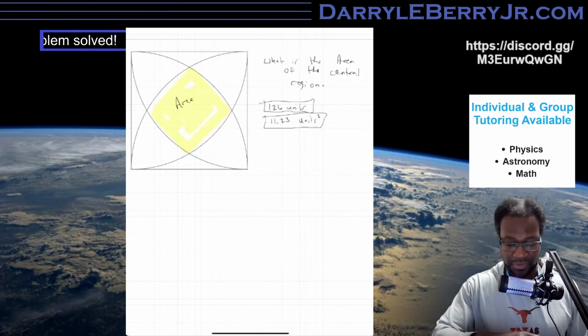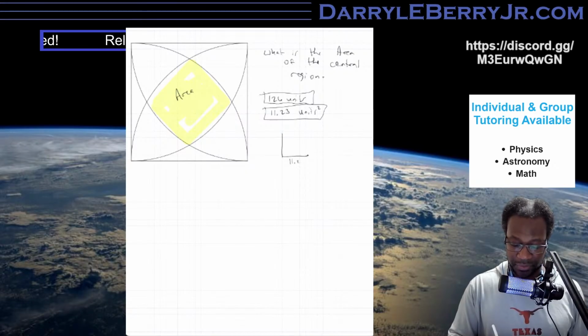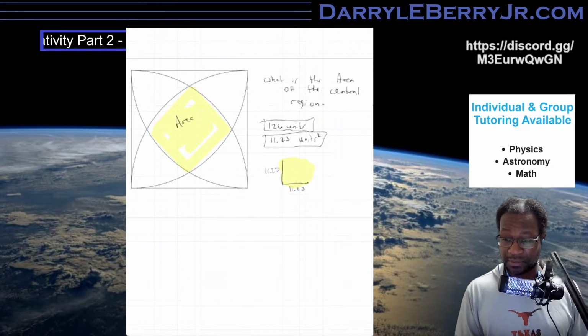126 units is just counting up all the units in an area, and taking the square root of that is basically the amount you would have to square, 11.23, to get that area there. So the process, I'll run through briefly what I did: you see that this area is pretty symmetric.